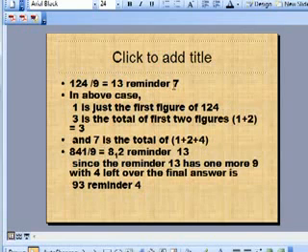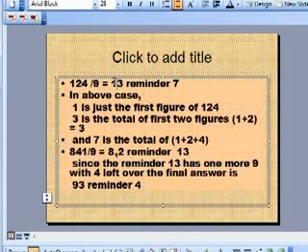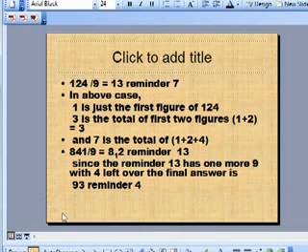Remainder 7. Whoa, what is happening here? So in the above case, 1 is just the first figure of 1 2 4, so obviously that comes first. And 3, what is this 3? 3 is the total of the first two numbers, that is 1 plus 2, these two numbers, and 7 is the total of 3 numbers. So this is the rule you have to apply.